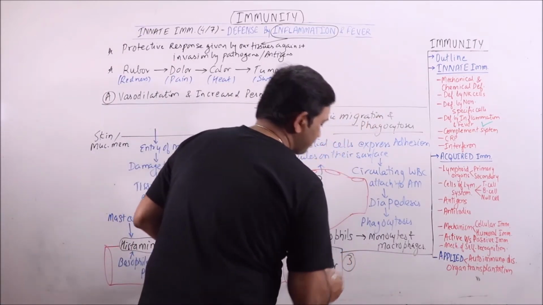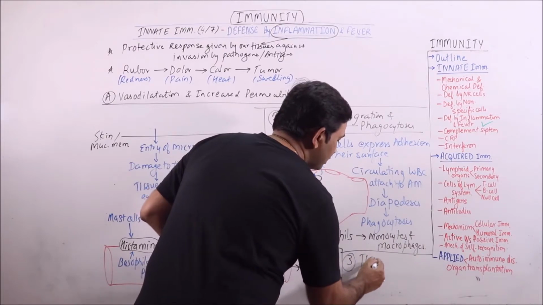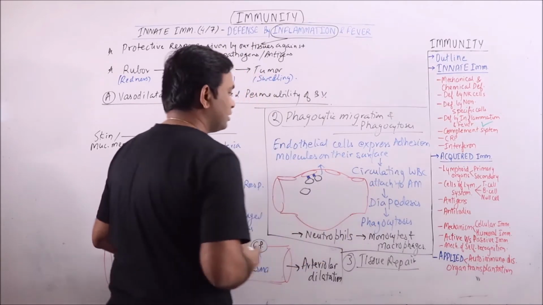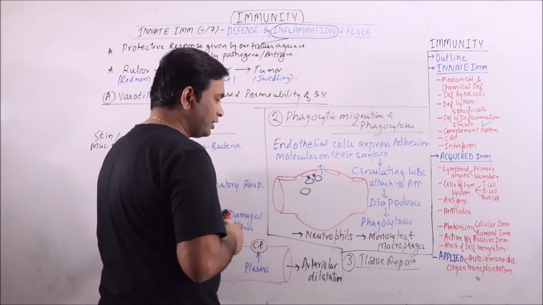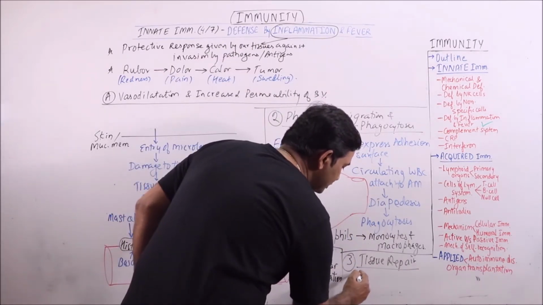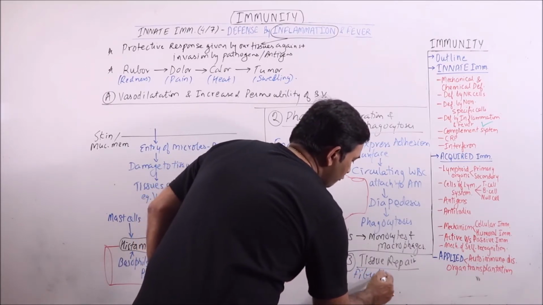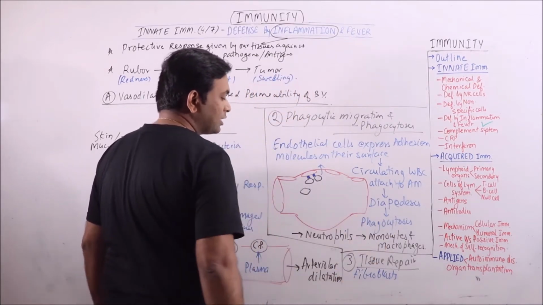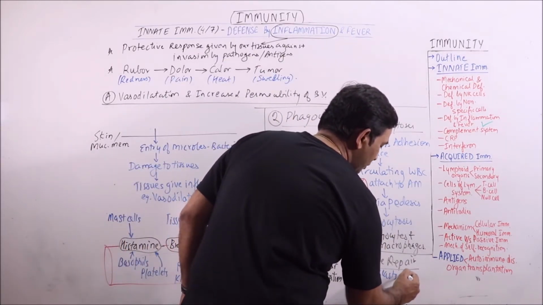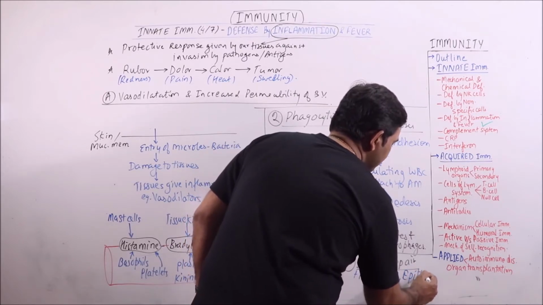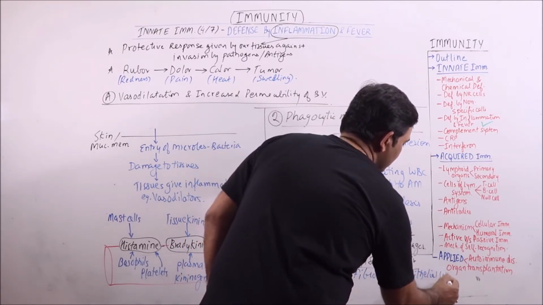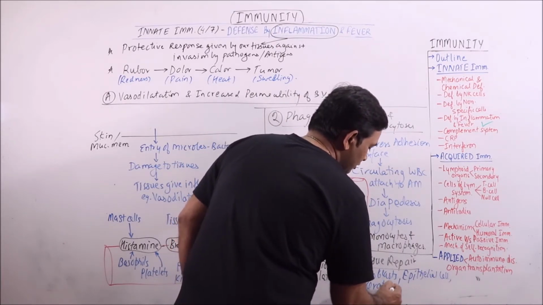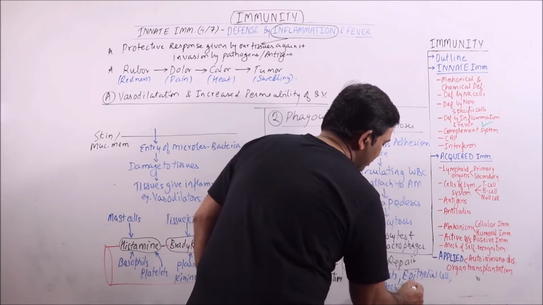Now the third step is tissue repair. After these interactions, tissue repair will occur by migration of fibroblast that will form collagen fiber, then scar is formed and repairing is initiated. Epithelial cells, keratinocytes and macrophages also take part.